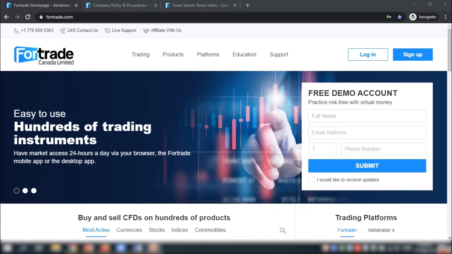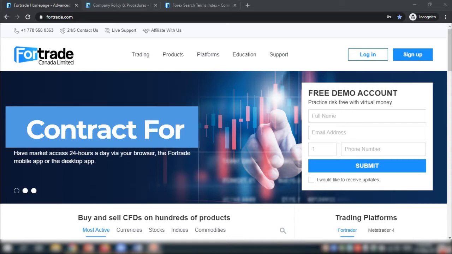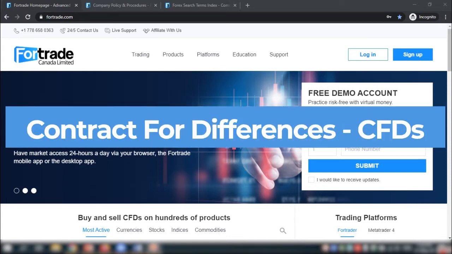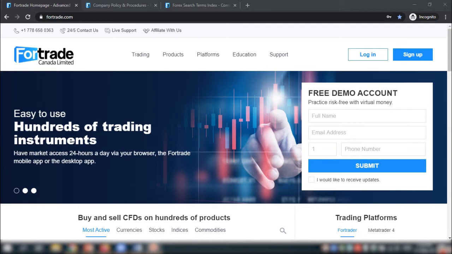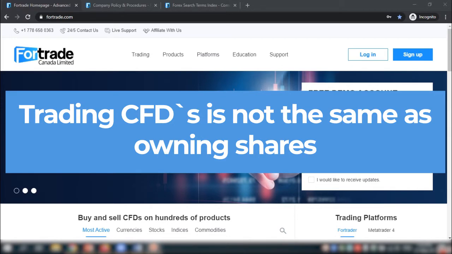In the world of finance, the products we deal with are called contracts for difference, or CFDs. A CFD is a contract between two parties, a buyer and a seller. It's only the price of the instrument that you are trading with. This is a benefit since nobody has to own anything in order to trade. Trading CFDs is not the same as owning shares.